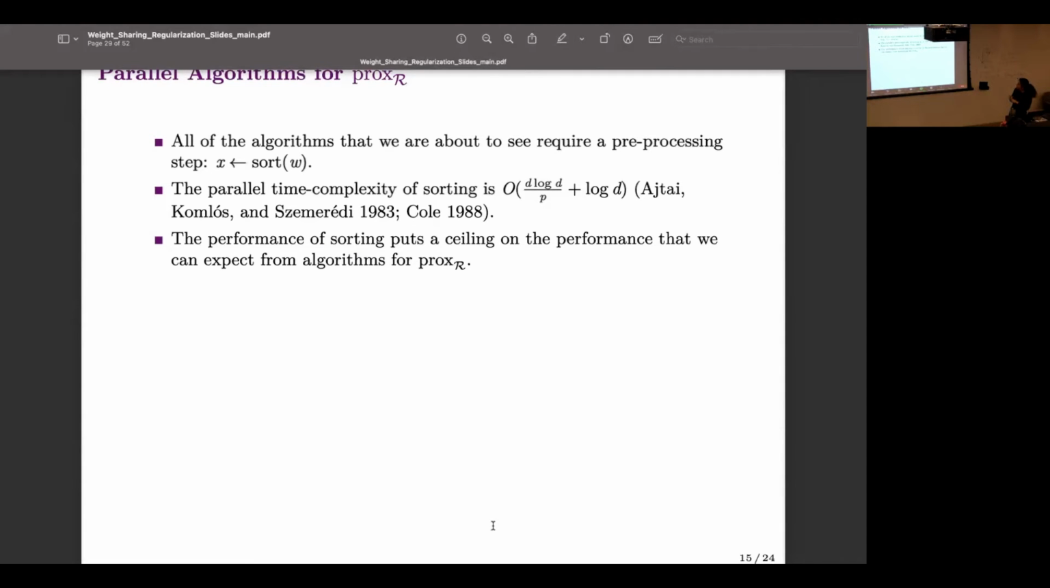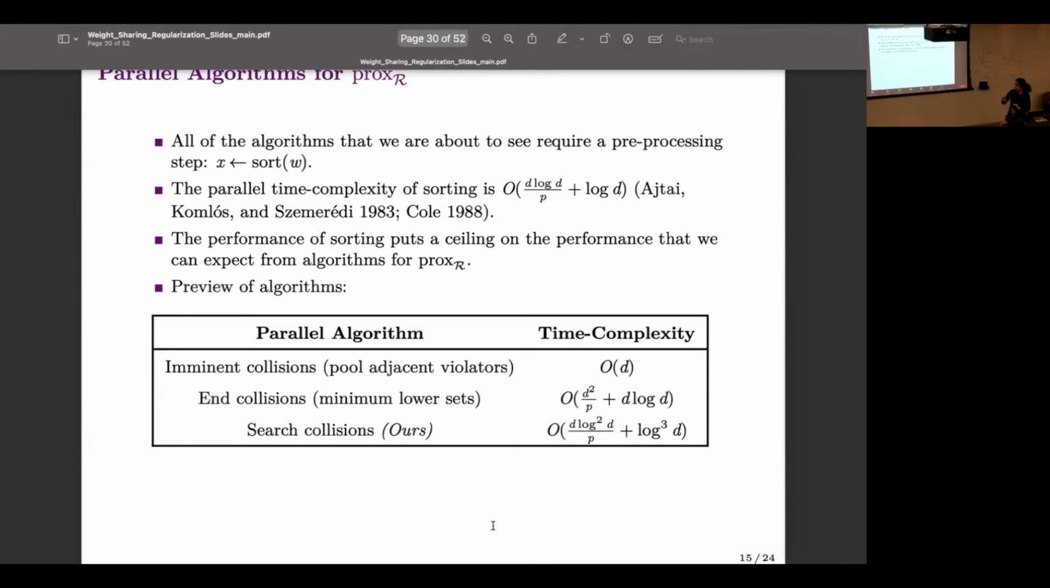We know that the time complexity of parallel sorting is O(d/p + log d). If you have enough processors, where p is the number of processors and d is the dimension of the vector that you want to sort, the sorting is log d. But sorting is the first step of all of the algorithms. It's putting a ceiling on the performance of the method, so we're not going to bring it into the complexity analysis.